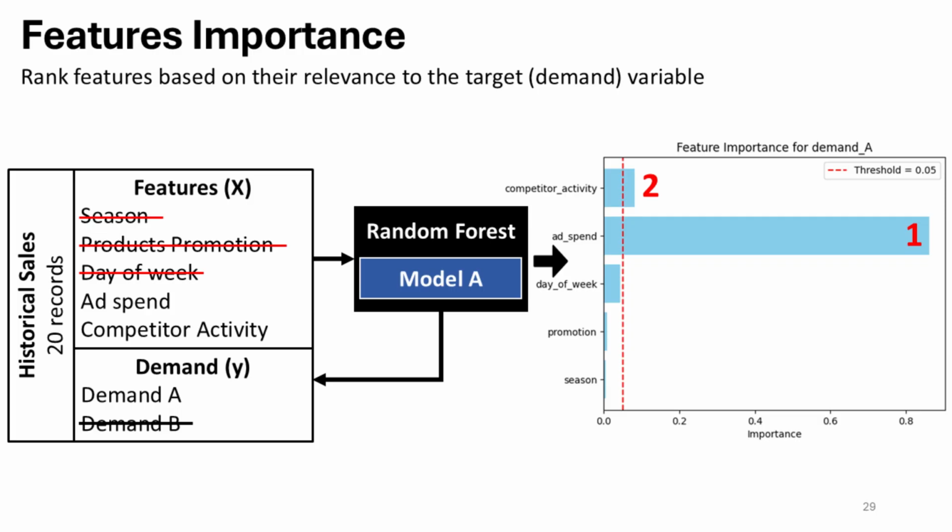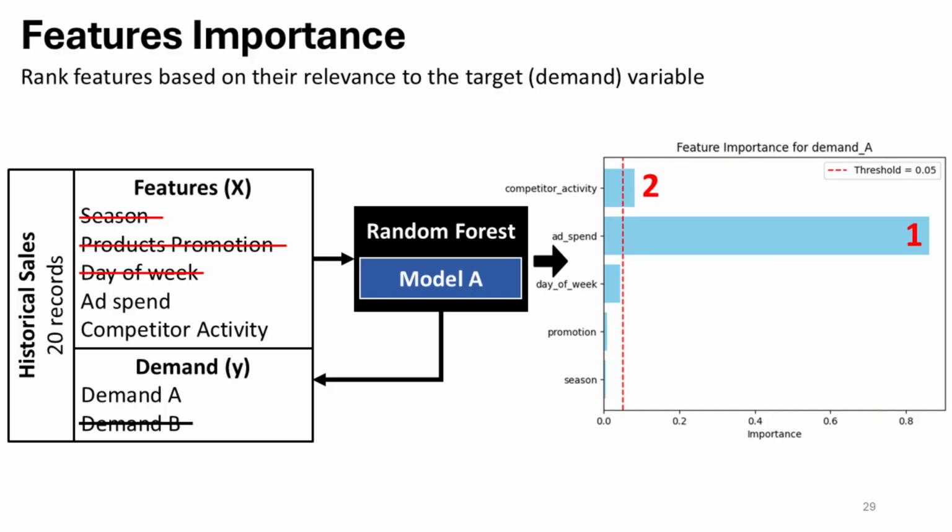The clear winner, labeled with a large red one, is ad spend. It has an importance score of over 0.8, meaning it is the overwhelming driver of demand for product A. Coming in at number 2 is competitor activity, which just barely clears our threshold.